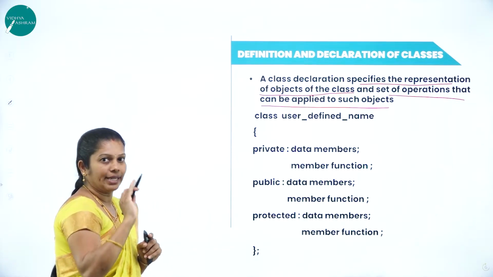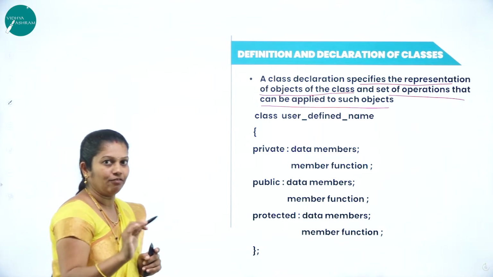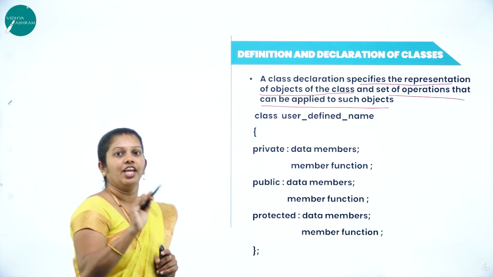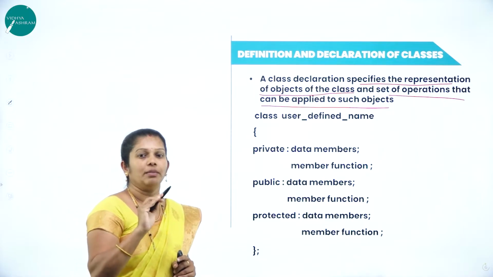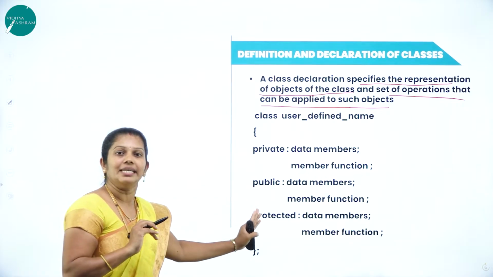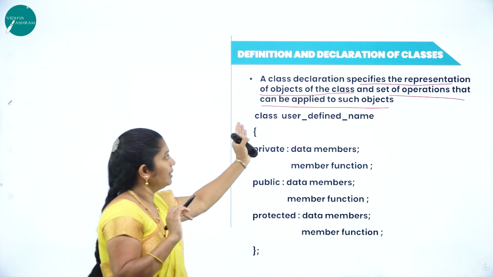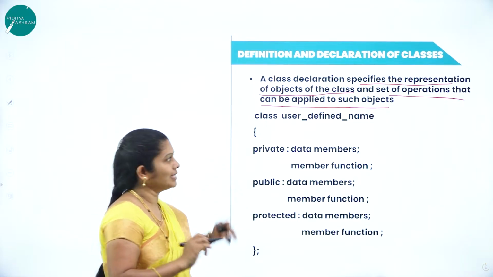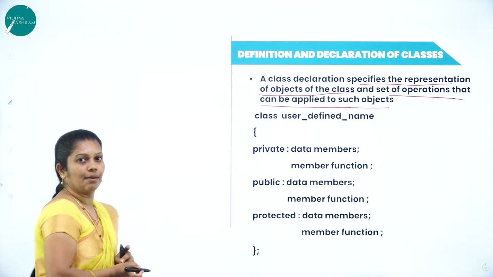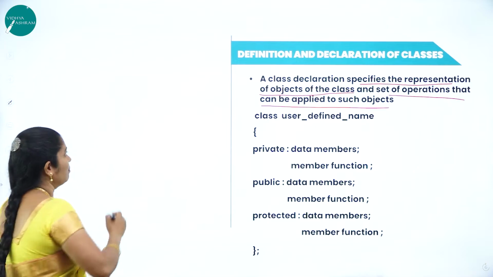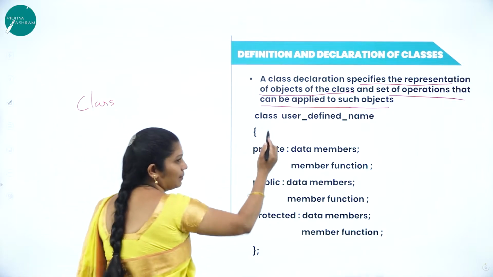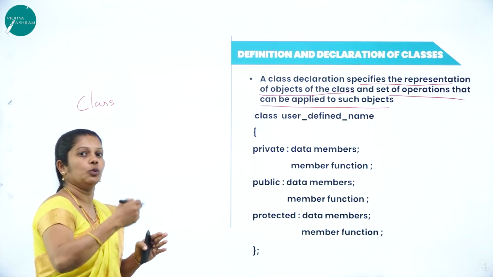In the exam, if you get a question, explain briefly class definition and declaration, then compulsorily the first thing you have to write is the definition. What do you mean by the definition of a class? Then you have to write the general syntax to declare a class. It starts with the keyword class, then a user defined name. Whatever name you want, you can give. For example, I want to create a class with the name add. Then class is the keyword, then the user defined name is the name of the program.